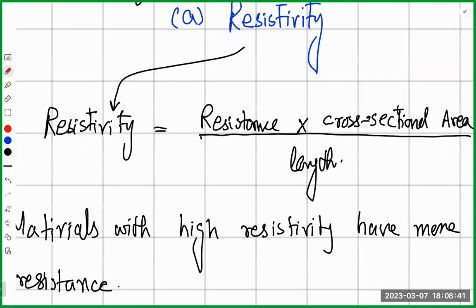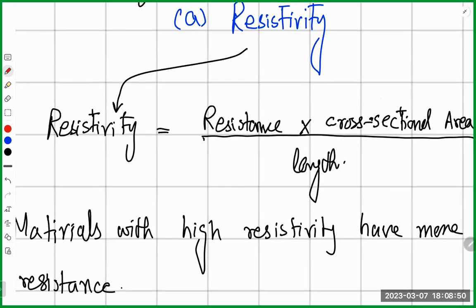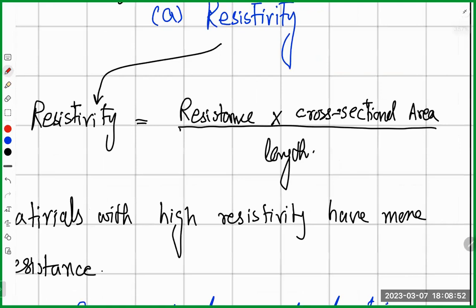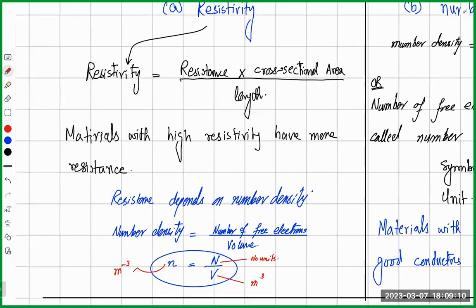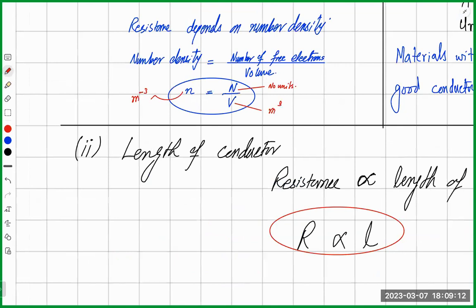Resistivity is specific resistance. Specific resistance means resistance of a conductor that has specific sizes. For example, its area should be 1. Its length should also be 1. And whatever resistance is offered by a conductor of cross-sectional area 1 meter square and length 1 meter is known as the resistivity of that material. Let me write this over here.